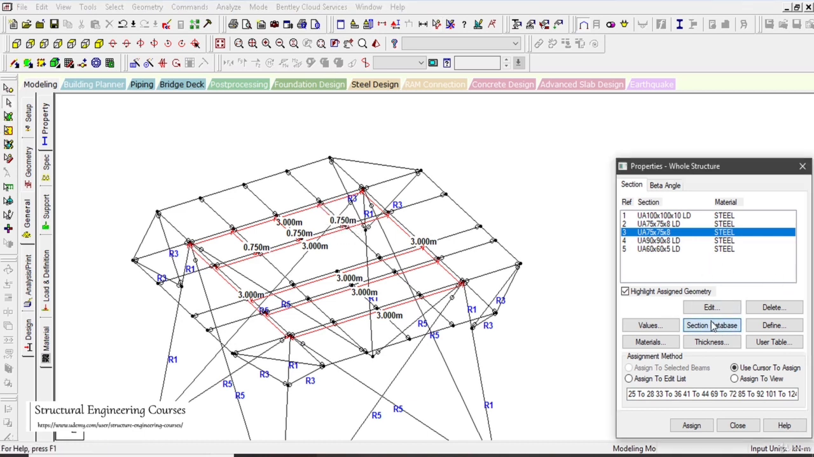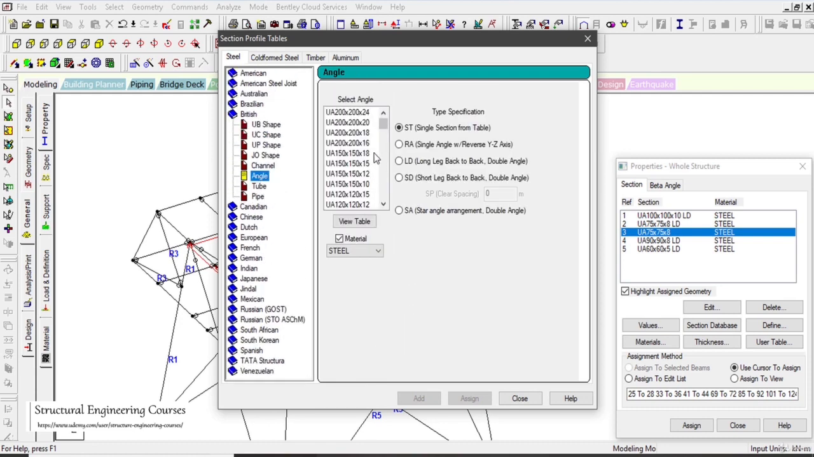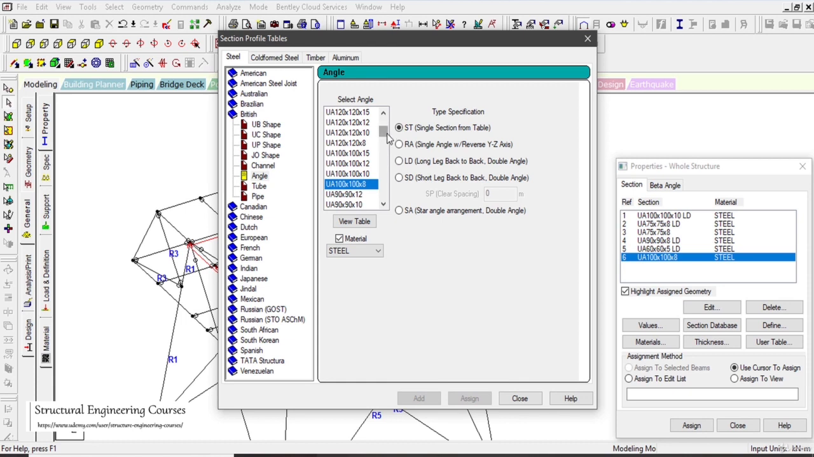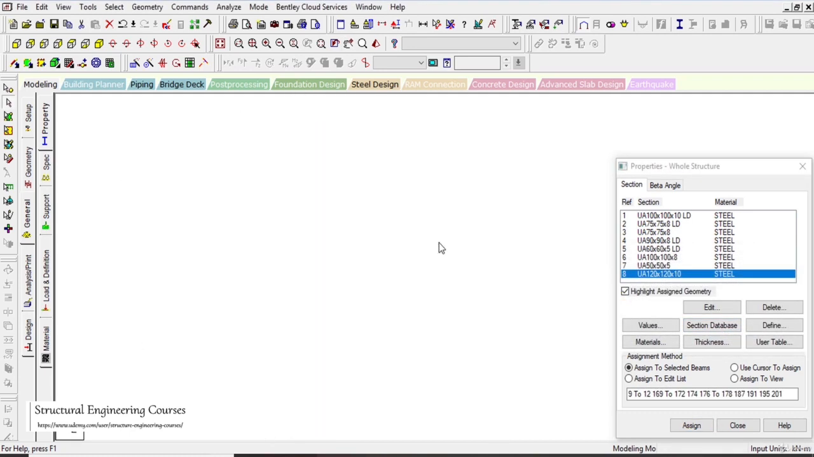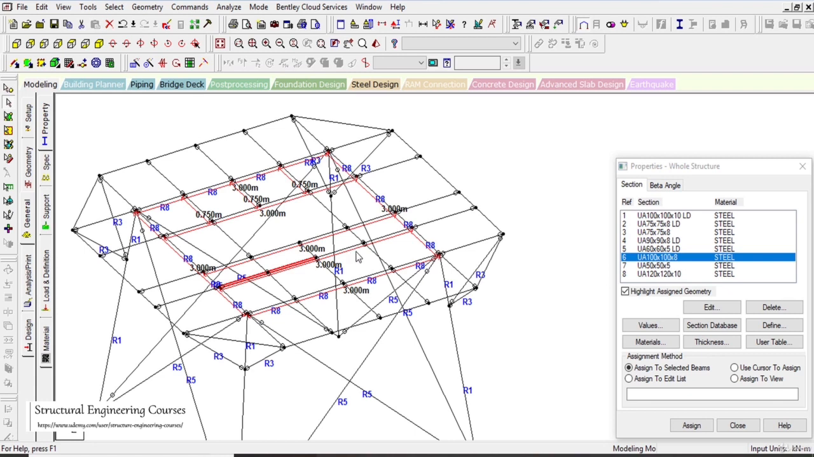So we can go to section database again. We can go to British angle, 100-108. Similarly, we can select 50-55 sections also. 75-75-8 is already selected here. We can select this 120-120-10 also. So we can assign main beams as 120, 120 and 10. Secondary beams can be assigned as angle section of 100 and 100. And tertiary beams, we can assign it to be of 50 angle.